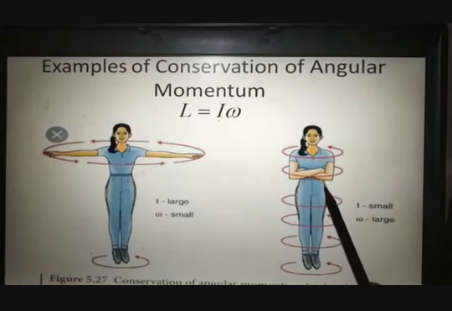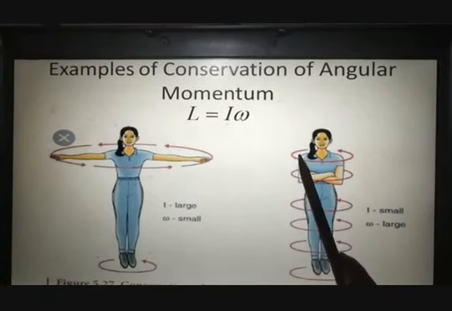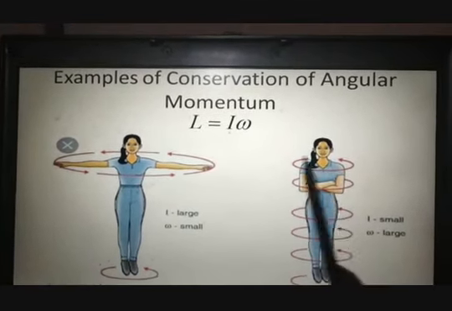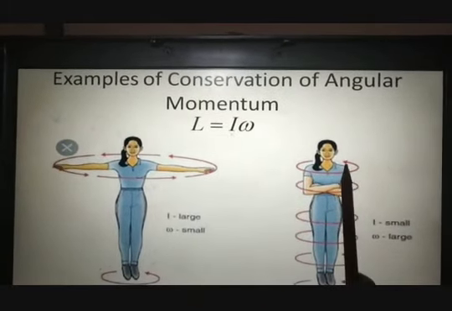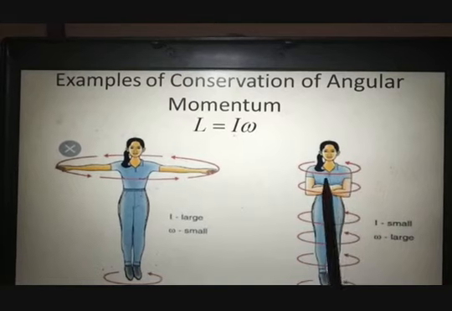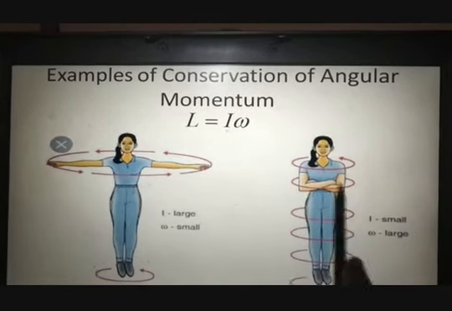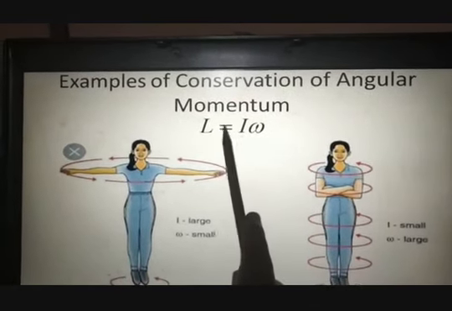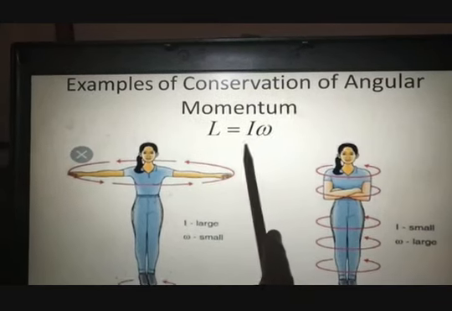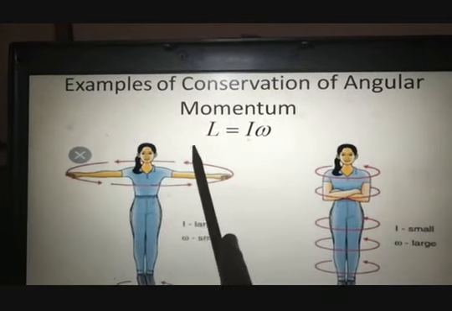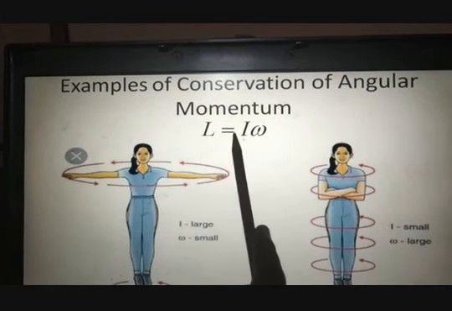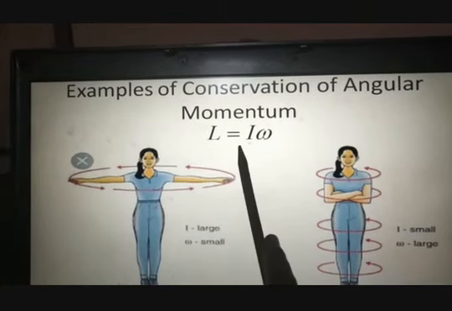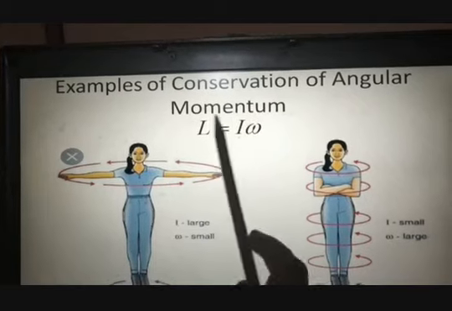Why so? Because now she is folding her hands, so the particle is over here. This distance from the axis of rotation is less as compared to this. So your r becomes less, so your I becomes less, but her speed will be maximum. If you see the formula L is equal to I omega, and take omega to one side, then I is inversely proportional to omega. So when your I increases, omega will decrease. When your I decreases, your omega will increase. So I and omega are inversely proportional.